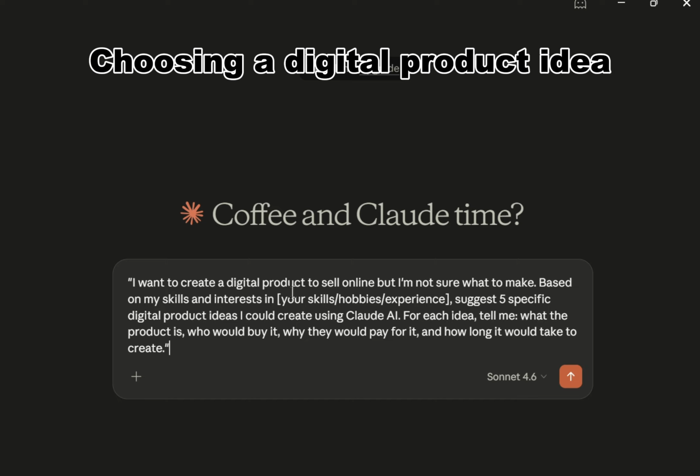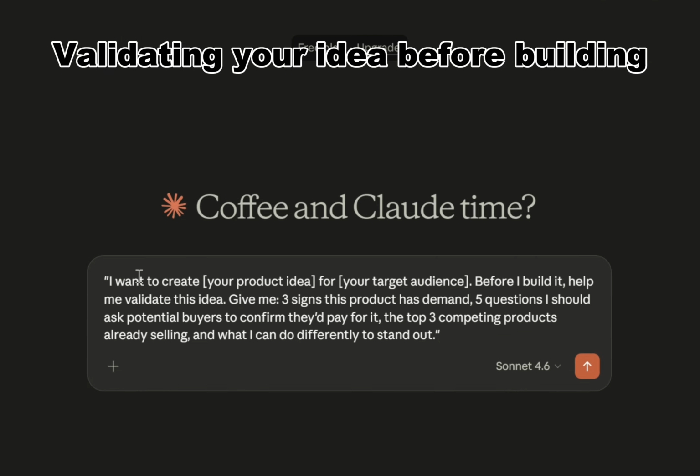So I want to create a digital product to sell online, but I'm not sure what to make based on my skills, because it has already asked you the questions. And you have mentioned all this. You can ask it to suggest 5 digital products that I could create with this one. And for each idea, tell me what the product is, who would buy it, and how long it will take to create. Paste.